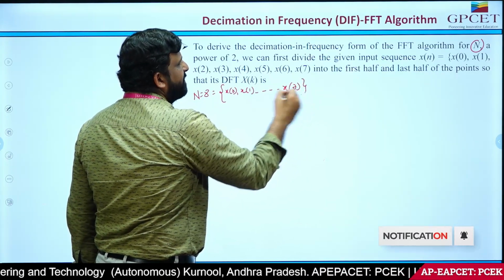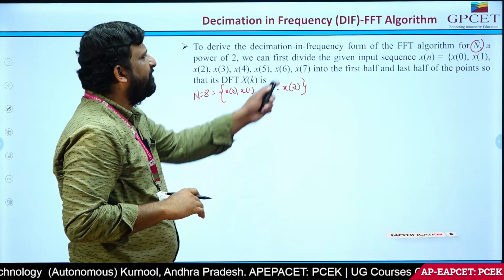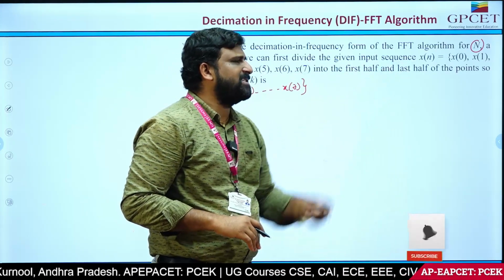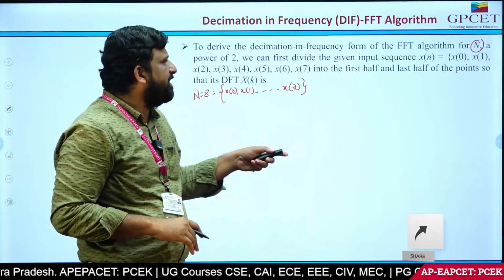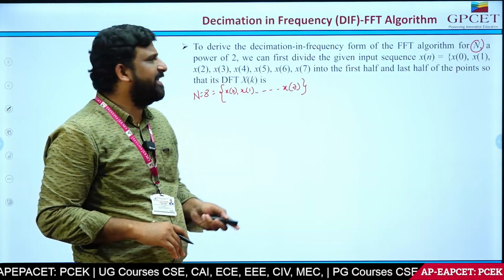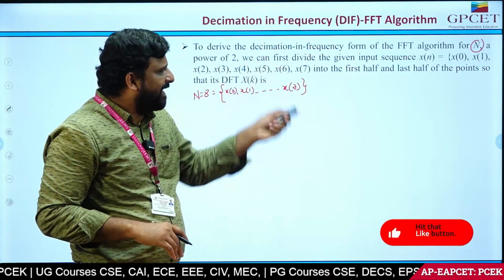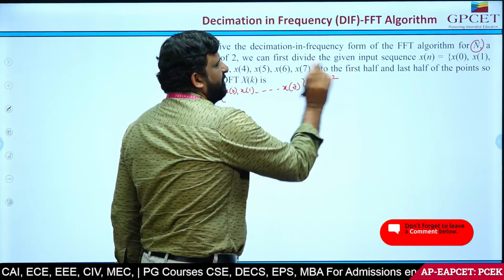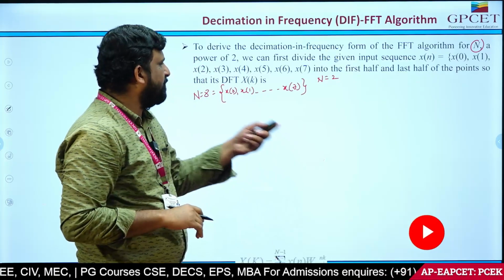So this is the input sequence they are going to give, and first we need to divide it into first half and last half. After dividing, we are going to execute that by using the DFT, and later on we will continue the same process until we get N is equal to 2 sequences. Okay, fine. Now we will see what the equation is.